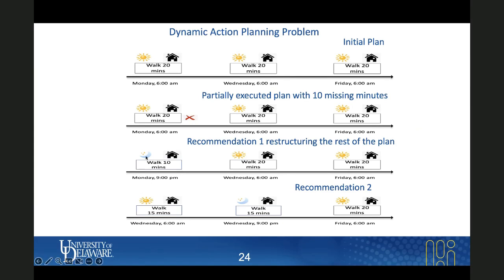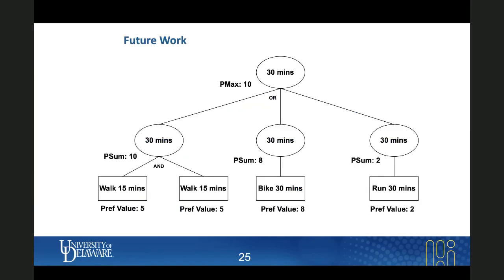The context is different in the two recommendations. In recommendation 1, you're walking at night at home, and in recommendation 2, you're adding that 10 minutes to the next part and then splitting it into 15 minutes and 15 minutes. So this all depends on the preferences of the user. For automated planning and scheduling systems to accommodate this, they need to take preferences.